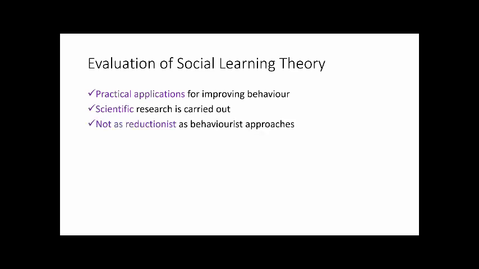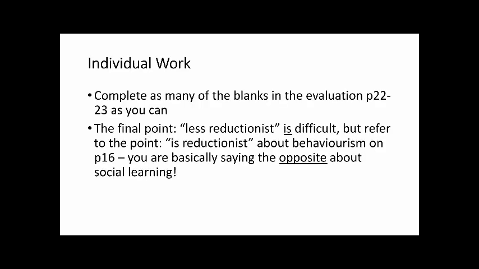Okay, final task now is to have a go at completing the discussion points or the evaluation of social learning theory. On page 22 and 23 there are 4 evaluation points which I've just summarised here. So there's 3 positives and a negative. What you'll need to do is read through those points carefully and complete as many of the blanks as you can. You may not be able to do absolutely all of them, but do make an attempt to do as many as you possibly can.